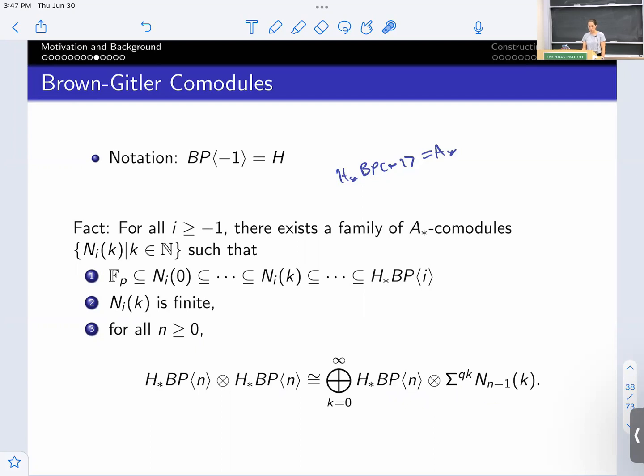from one height down. And I guess I didn't actually say what Q is here. Q is 2 times P minus 1, but it doesn't matter very much for this. But the point is that we've taken the homology of BPN tensor with itself, and we've split it as a sum of the homology of BPN tensor with something finite. So if we could realize this on the level of spectra, that would be very helpful. It's also kind of cool that we've in some sense shifted down a height here.